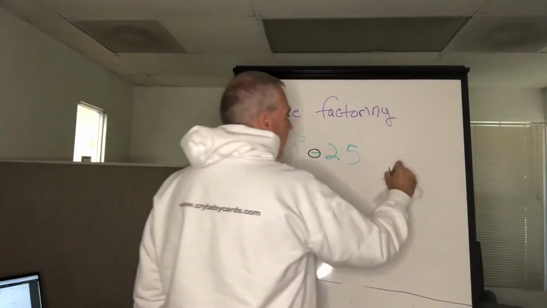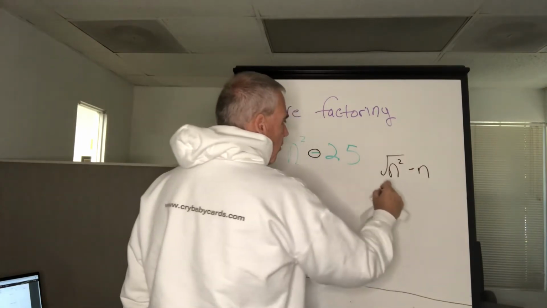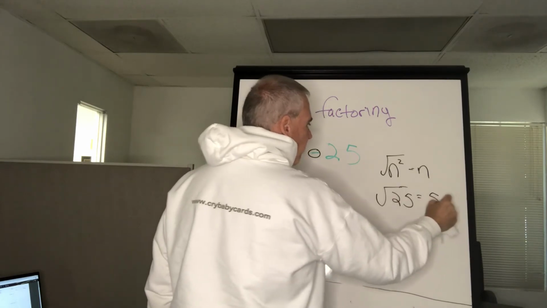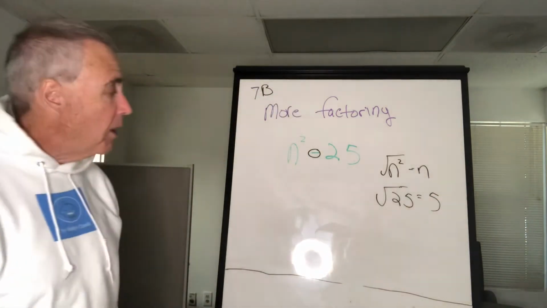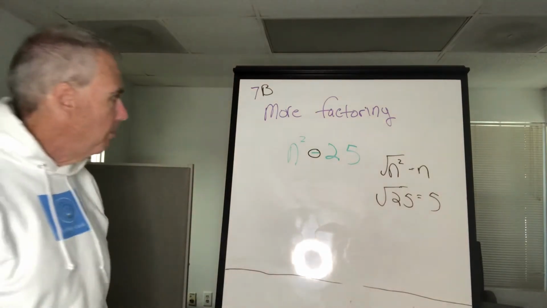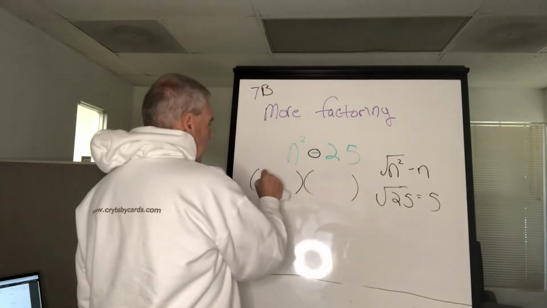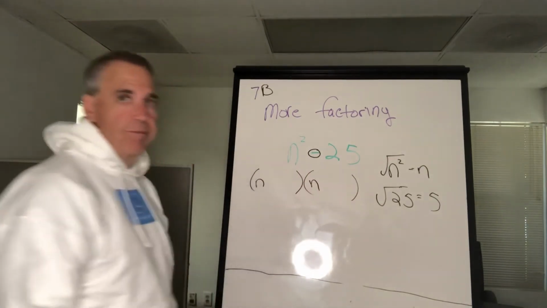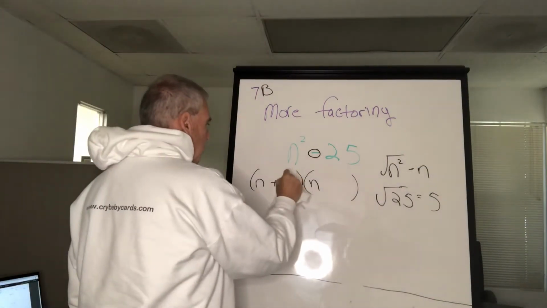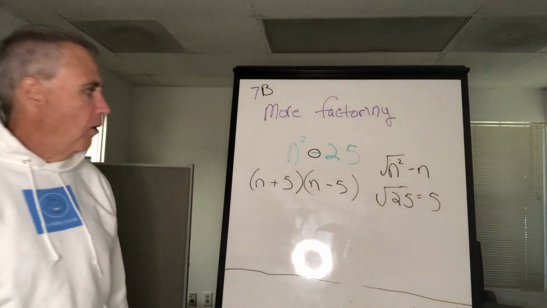So again, the square root of n squared is equal to n. The square root of 25 is equal to 5. 5 times 5. If you don't believe me, use your calculator. Go 25, hit your square root button. So it's n and n, plus 5, minus 5. One is always plus, one is always minus.